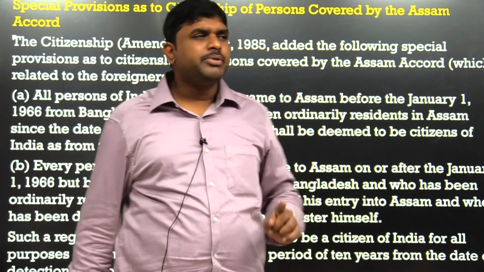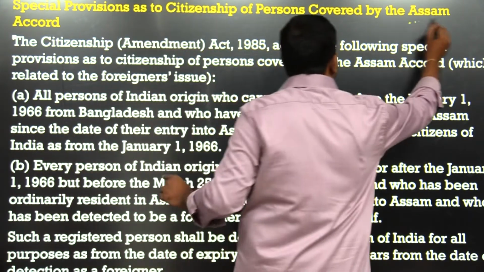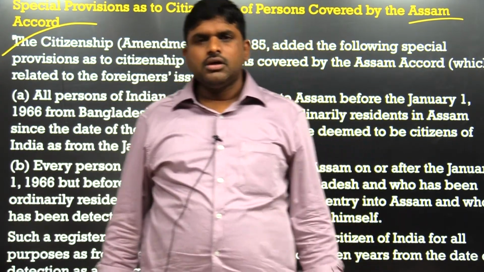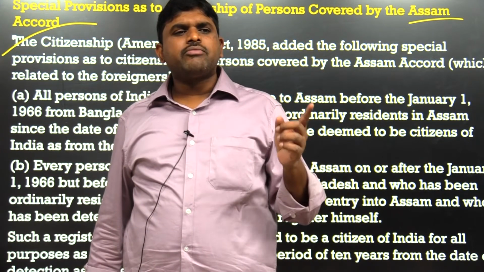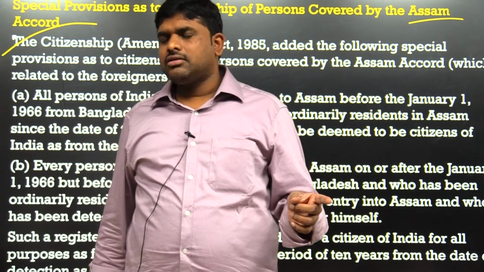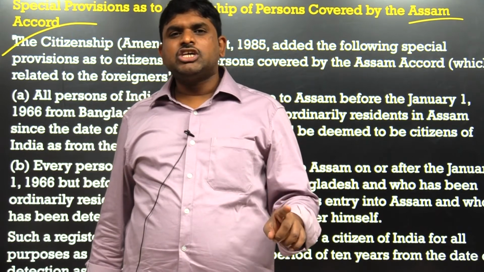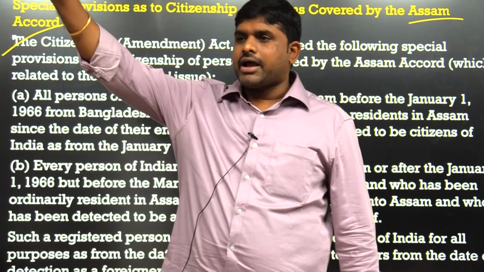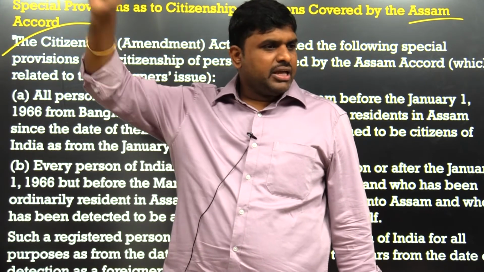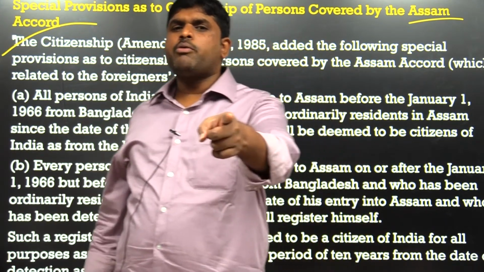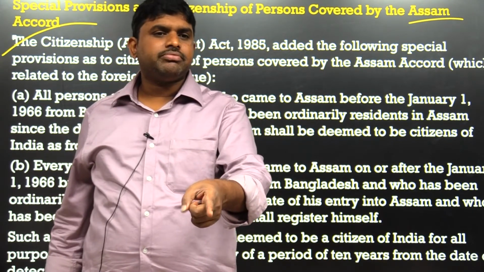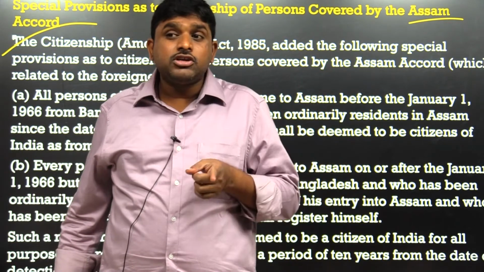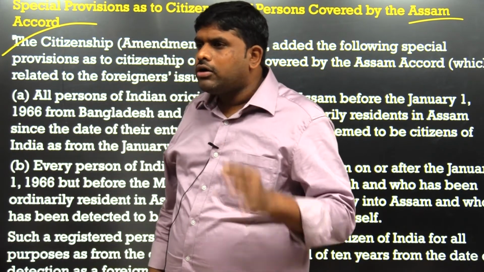Then an accord was written, which is called the Assam Accord. It said that the illegal migrants who came from East Pakistan, and after the formation of Bangladesh also, the illegal migrants who came from Bangladesh, will be sent back. These people will not be provided with Indian citizenship. Assam citizenship means Indian citizenship. They will not be given Indian citizenship. That was the Assam Accord. Now listen carefully.